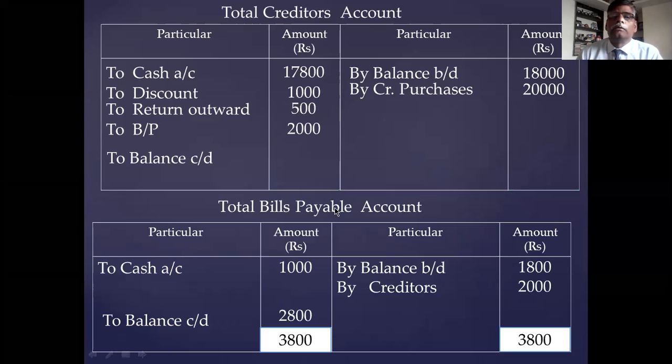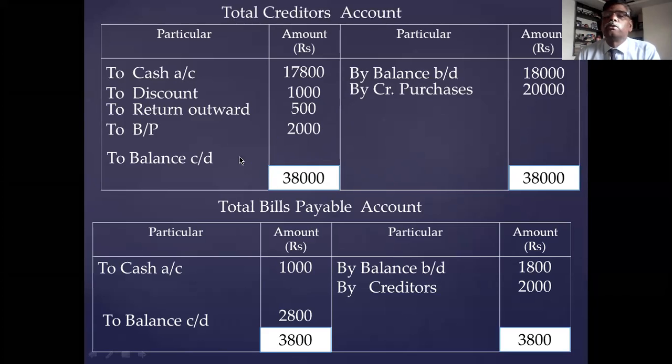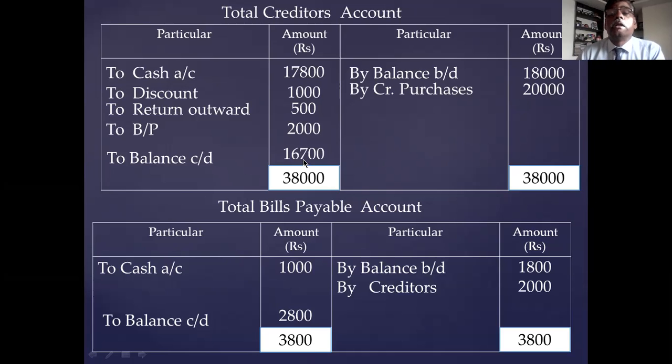This account tallied. Come to the above account, creditors account. First you have to close the bills account, then go to debtors or creditors, the above account. Total credit side is 38,000 creditors. Then 38,000 is the total. Then the difference is represented as to balance carried down, 16,700. This is the closing balance that goes to the balance sheet. Remember this. These two go to the balance sheet.